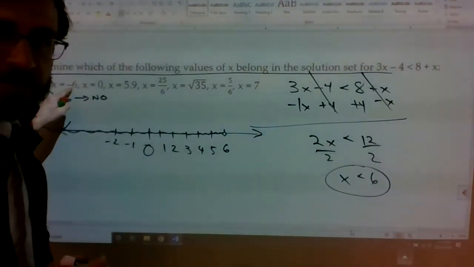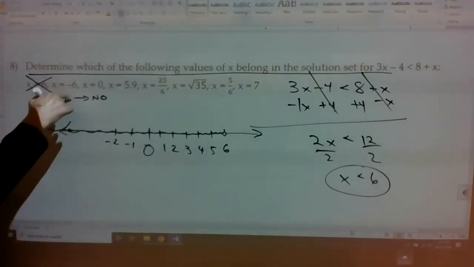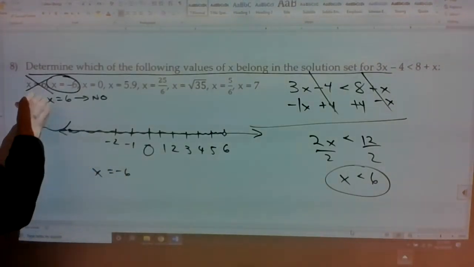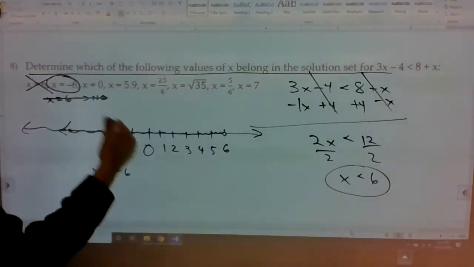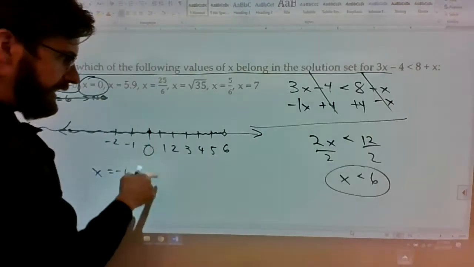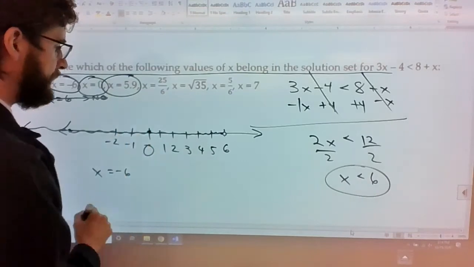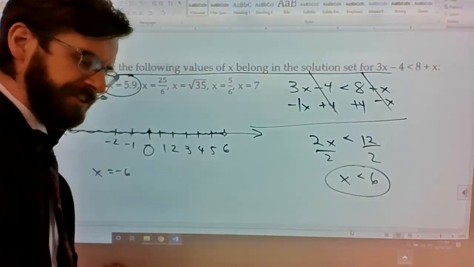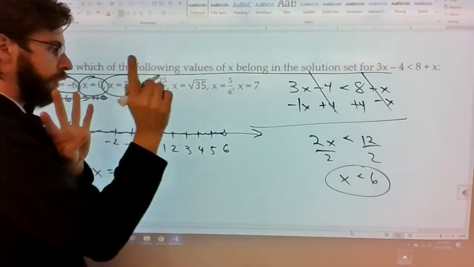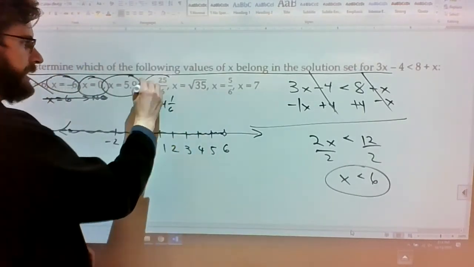How about x equals negative 6? Yes, it's out here somewhere. See, left of 0. So x equals negative 6 does belong. So 6, no. Negative 6, yes. 0, yes, it's in the shaded area. 5.9, yes, it's just left of 6. 25 divided by 6, well, let's see here. 6 goes into 25, 6, 12, 18, 24. 4 times with 1 left over. 4 and 1/6, that's about right there. That's in the solution set.